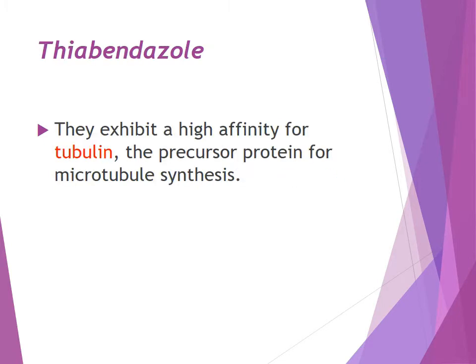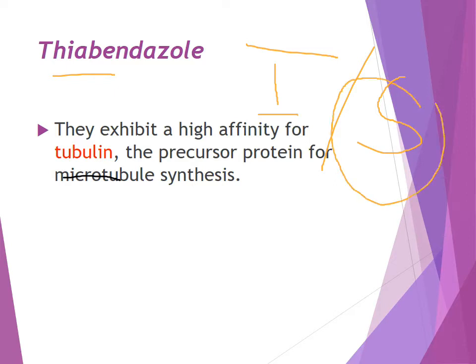Next, we have your thiabendazole. So your thiabendazole exhibits a high affinity for your tubulin, the precursor protein for microtubule synthesis. Your thiabendazole is a drug of choice for your letter T threadworm infection or your strongyloides. So letter T, thiabendazole, threadworm. Before mag-letter T, letter S, strongyloides.